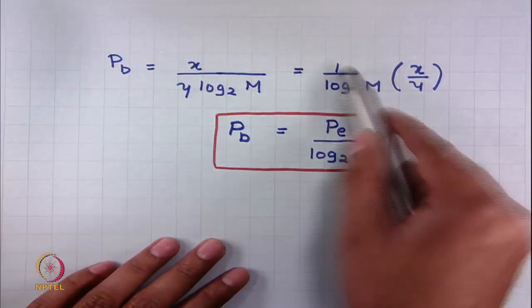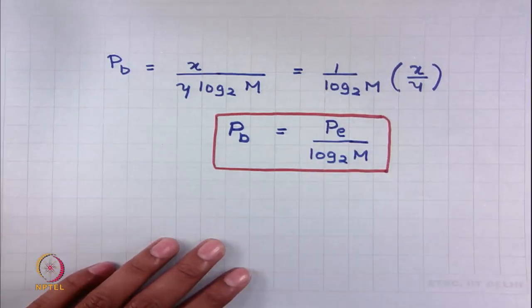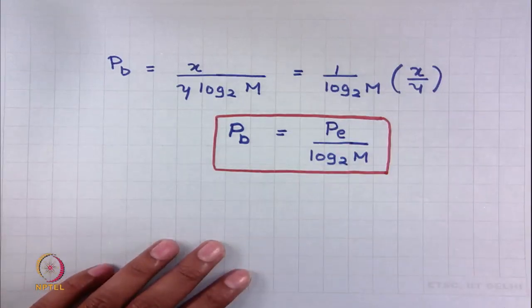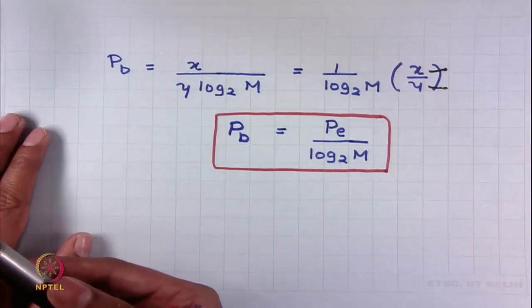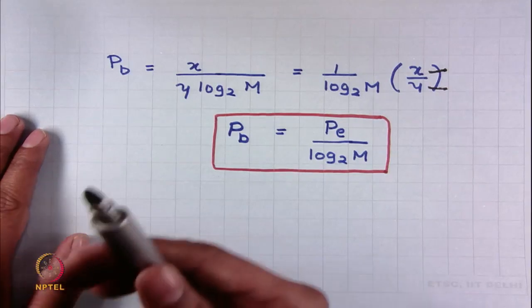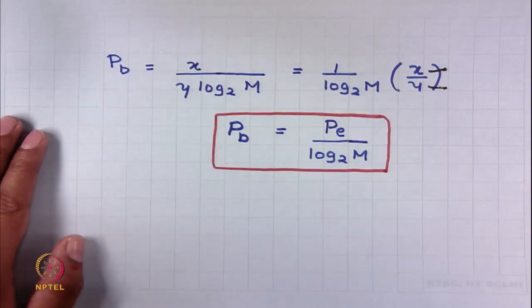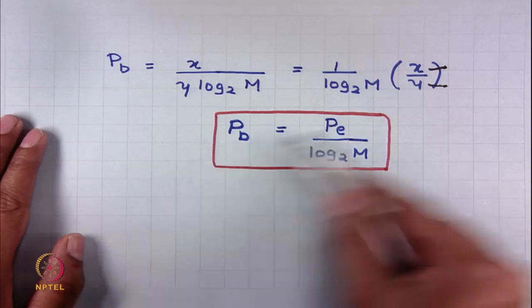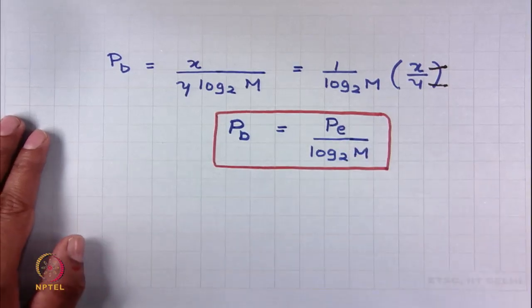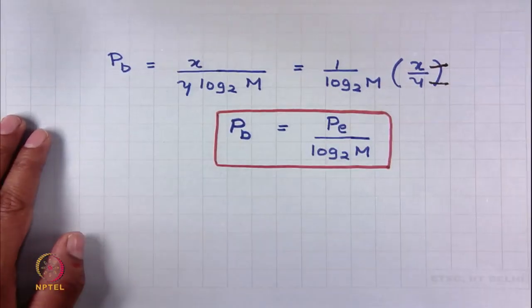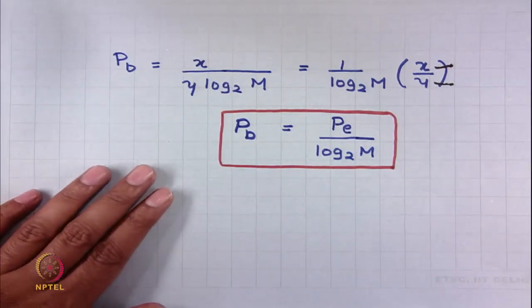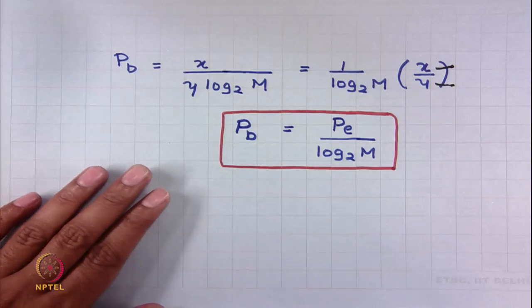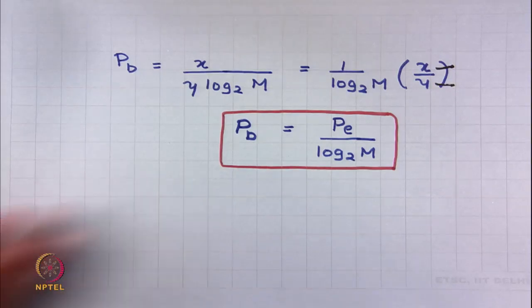I can write this as 1 by log2 M times X by Y. And what is this X by Y? It is the symbol error rate. How many symbols in errors, X symbols in errors, how many symbols transmitted, Y symbols transmitted. So, X by Y is symbol error rate and PB is bit error rate. So, bit error rate is simply PE divided by log2 M. Okay. So, we have got a neat relationship between bit error rate and symbol error rate if we are using this nearest neighbors approximation. Okay.